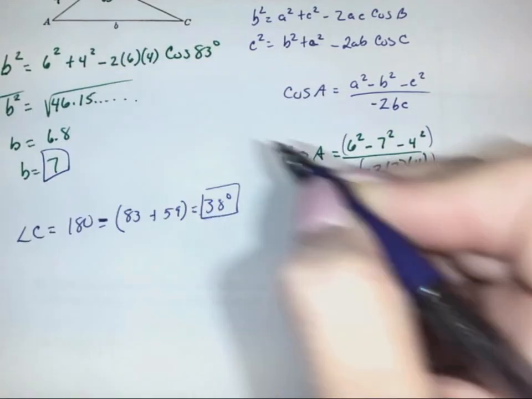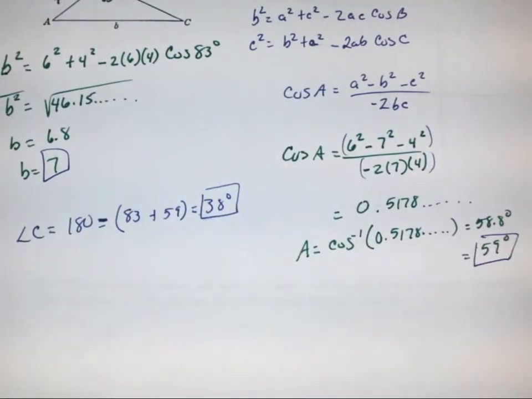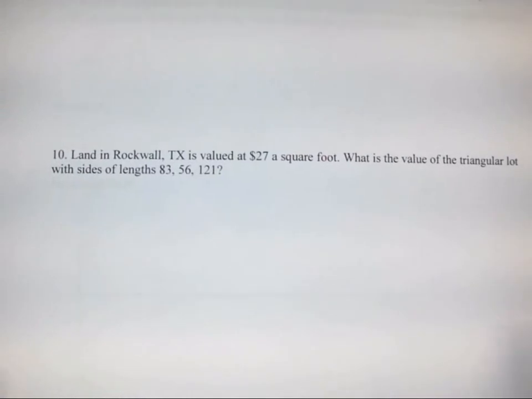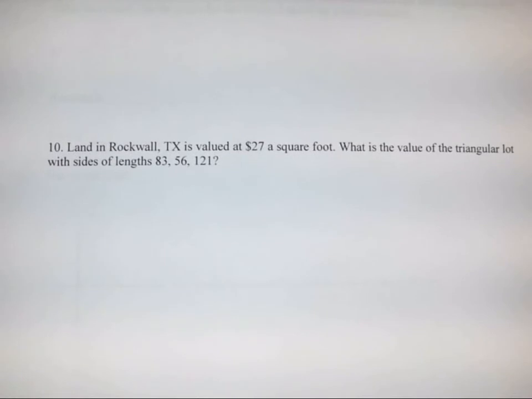So we should have 3 answers. We were given 3 parts. Find the other 3 parts to solve. All right, our next problem, we're looking at land in Rockwall, Texas. It's valued at $27 a square foot. I made up this problem, so I don't know that that's true. What is the value of the triangular lot with sides of lengths 83, 56, and 125?